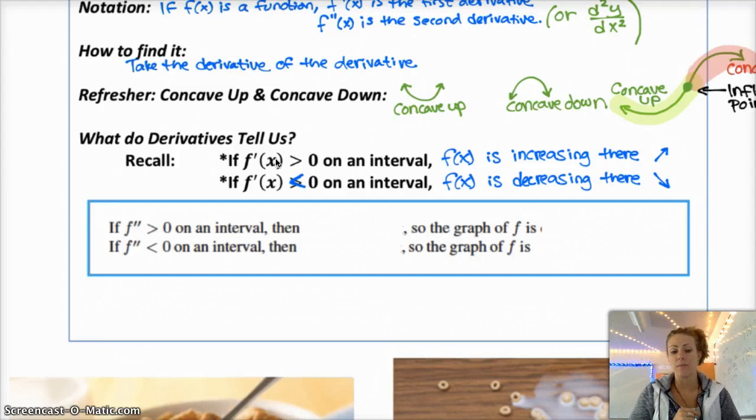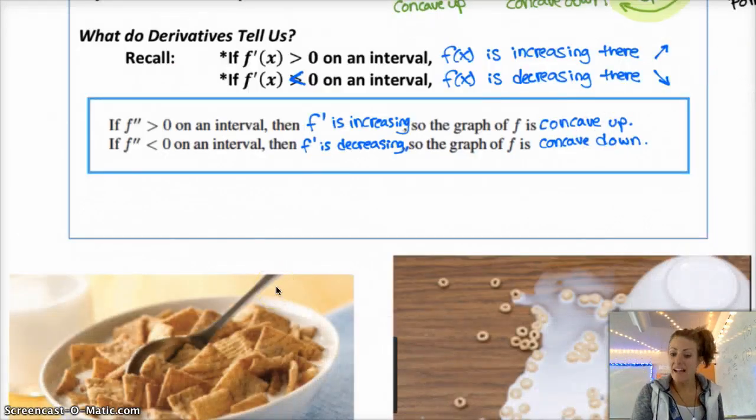And if f double prime is negative, then that means the slope is decreasing, right? That f prime is decreasing. So the graph of f actually starts steep and then starts to smooth out. So that means that it's concave down.